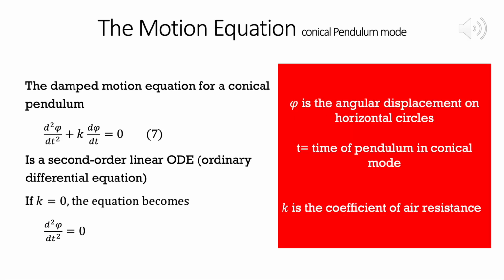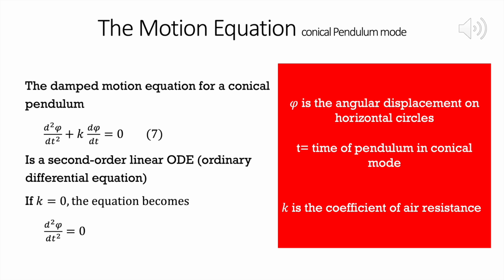Equation 7 is composed of two terms. The second order term represents a circular motion with angular acceleration, and the first order term represents the drag force due to air resistance. If the coefficient of the first order term equals 0, the second order term will equal 0, meaning that the angular acceleration becomes 0. The motion will represent a uniform angular motion with constant angular velocity.